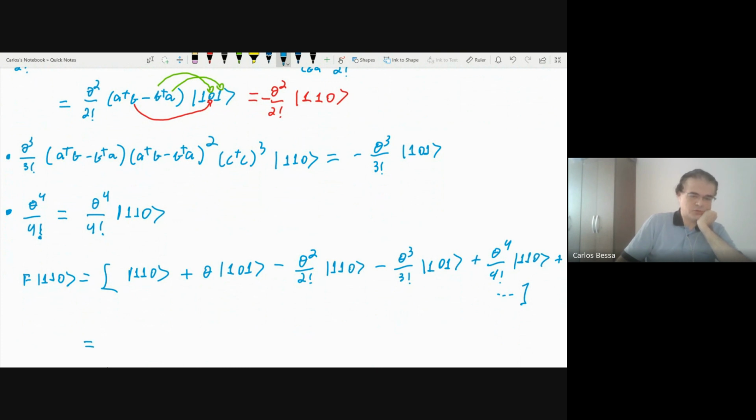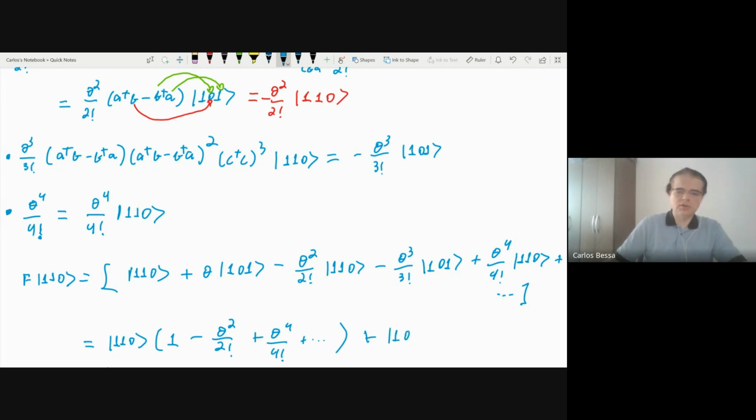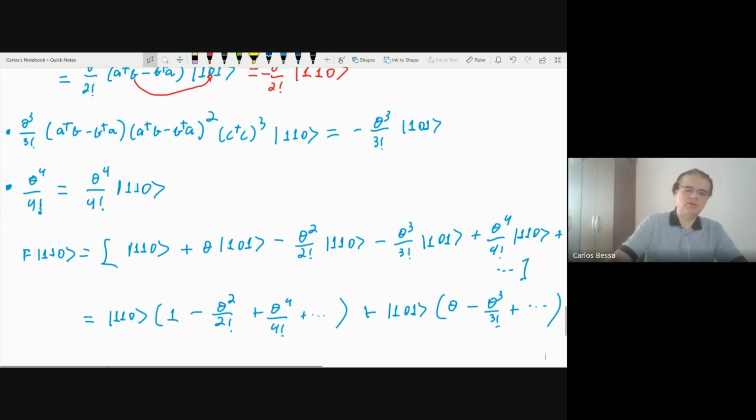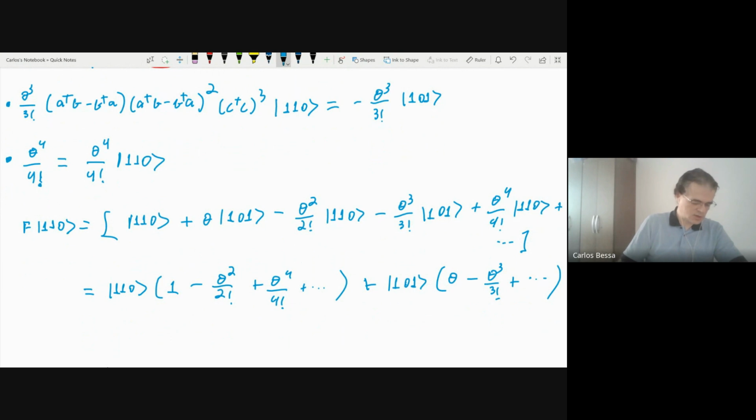And this will give 1, 1, 0 times 1, and these are the minus 2 factorial plus 4 factorial plus the others, and plus 1, 0, 1, and this term here, theta, minus this term here, theta factorial plus the others. And this is just an expansion for the cosine, and this for the sine.